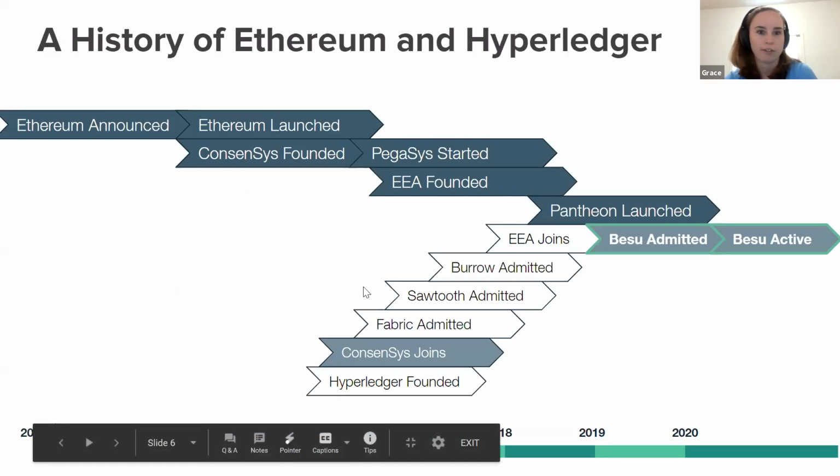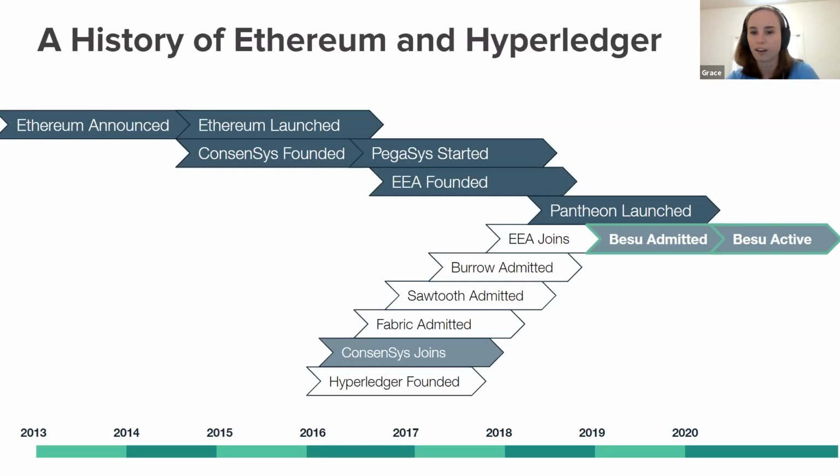So, a history of Hyperledger and Ethereum. I like to show this slide because I think it's interesting to understand where the project came from and how we ended up where we are today. The top half of the slide, the teal and dark blue, is the Ethereum side, and the white side on the bottom is the Hyperledger side.